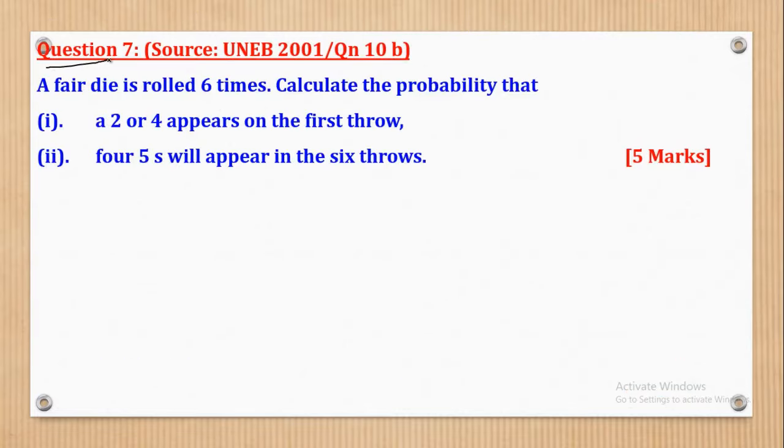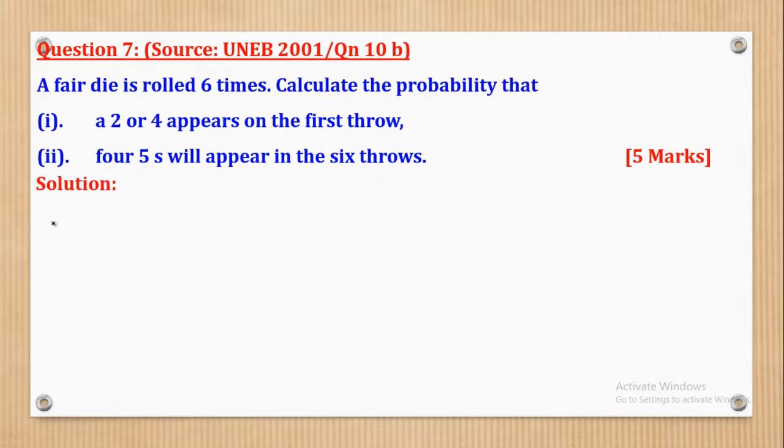Now we shall go to question 7, which came from UNEB 2001, paper 2, question 10b, and it says a fair die is rolled 6 times. Calculate the probability that Roman 1, a 2 or 4 appears on the first throw. Then Roman 2, four 5s will appear in 6 throws.